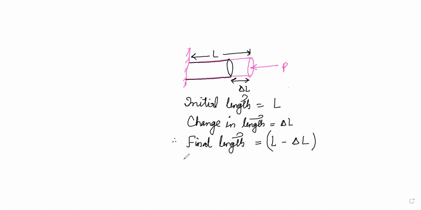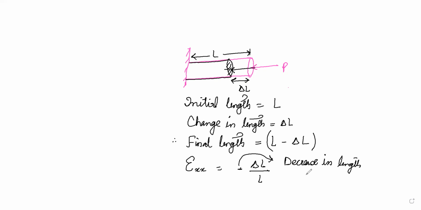And we define the strain, since again it has caused the deformation in the same direction as the direction of the normal drawn to the area of cross section. We write the strain again as eta xx. We write this as change in length, that is delta L, divided by original length, that is L. But we put a minus sign here. The minus sign represents that there is a decrease in length. This is how we do it.